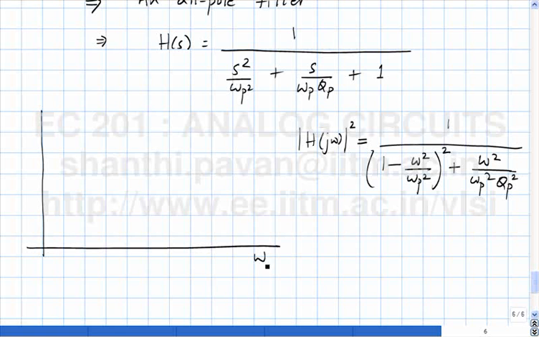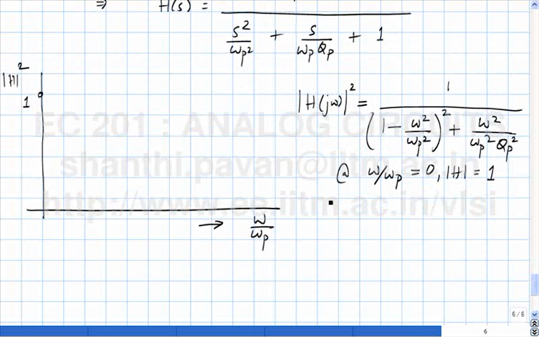So if I plot omega by omega p on the x-axis and mod h square on the y-axis, at omega by omega p equal to 0, what is mod h? 1. So that's here.